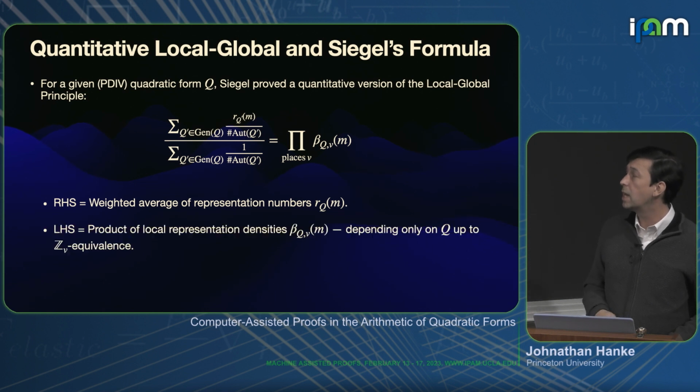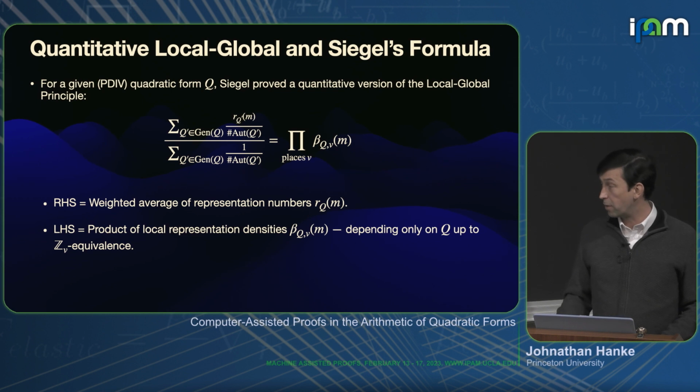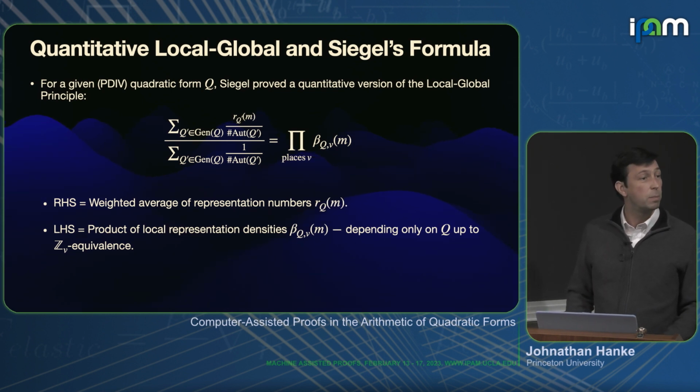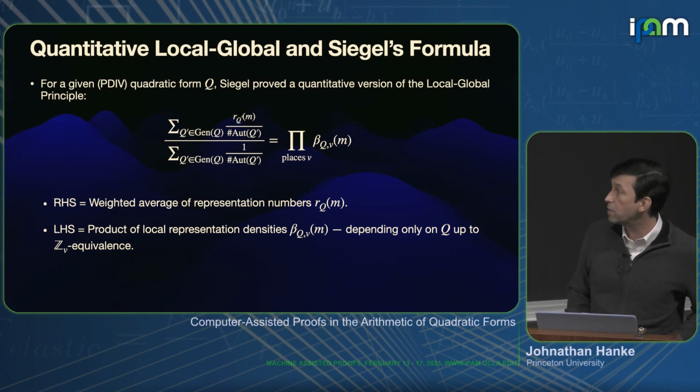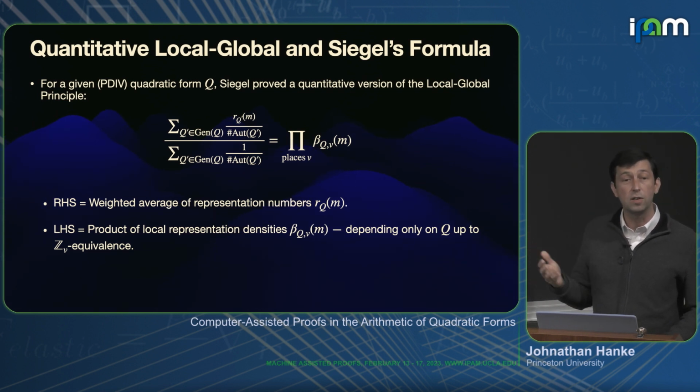And then the left-hand side is a product of these things called local densities. The idea behind a local density, and I'll define it in a minute, is that it gives a p-adic measure of representation. So it's like maybe the p-adic volume of the inverse image of this number under the quadratic map. And so it gives you a sense of measuring how many solutions there are, because it's a measure on the level set.